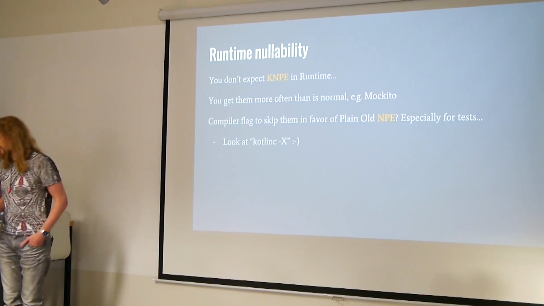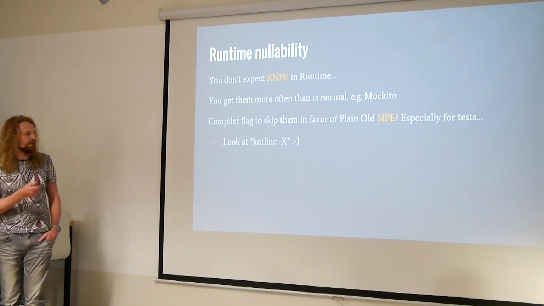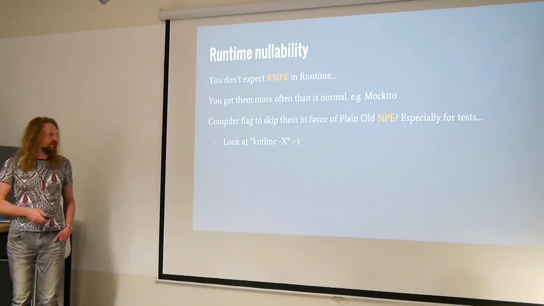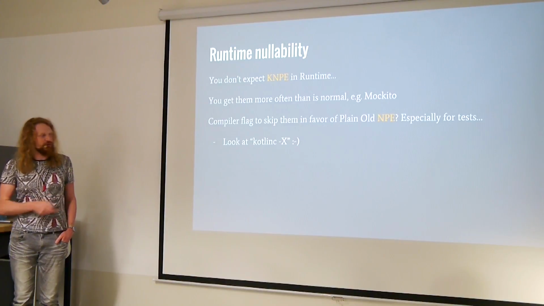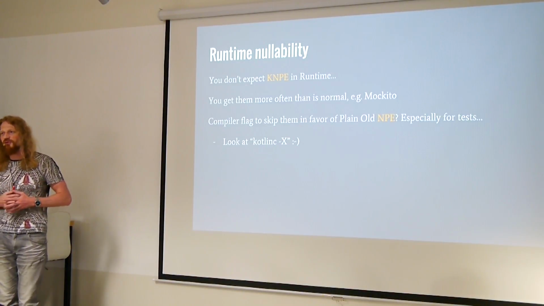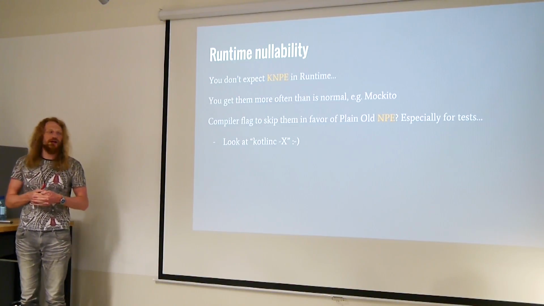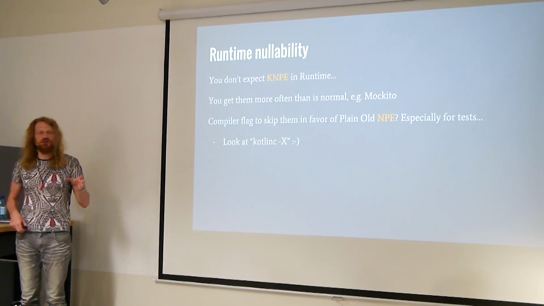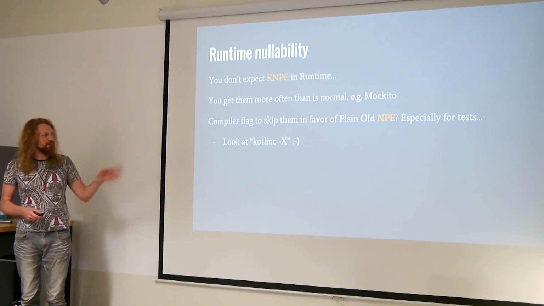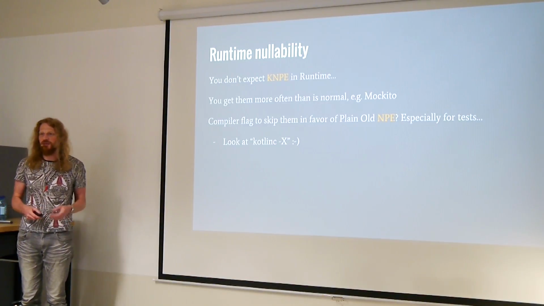Sorry for not showing the code examples, because there's not much time. And there is also an option. Kotlinc also has the -X flags like javac, and there is an option to avoid runtime null checks. So if you really like, you can compile your test code without the runtime null checks, and then this problem goes away, but probably you will have other problems.